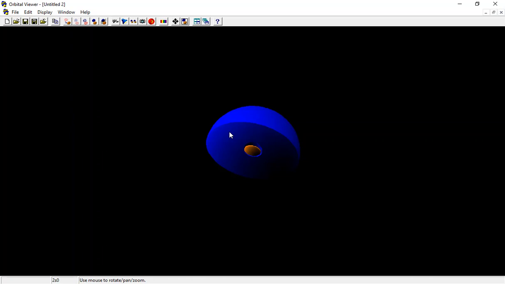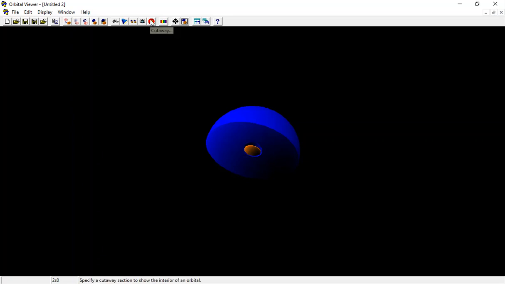And remember that angular nodes is given by L. Well, L is equal to 0 for an S sublevel. So therefore, we have one radial node. Okay, and the radial node has the same shape as the sphere.